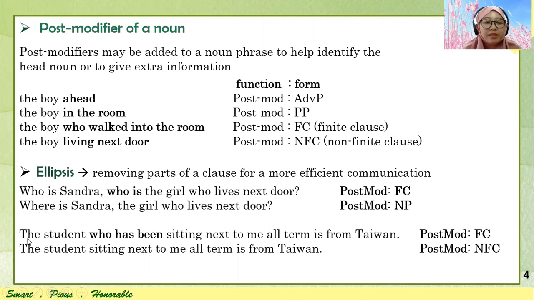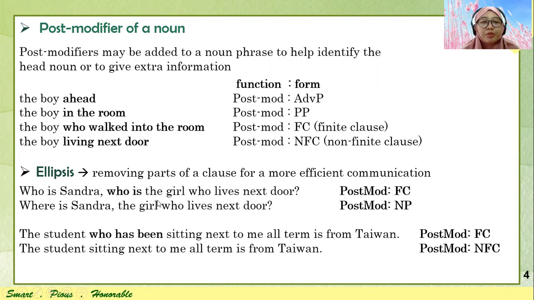Nah, this is the next example. The student who has been sitting next to me all term is from Taiwan. Who has been sitting next to me all term is in form of finite clause. This is a clause. However, we can remove this part. The student sitting next to me all term is from Taiwan. So sitting next to me all term becomes a non-finite clause.